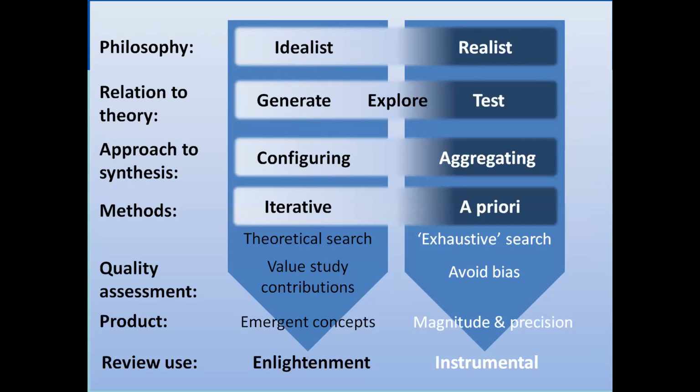When we're seeking to test theory, we are looking to aggregate or to sum up the findings of multiple studies in order to, for example, ask the question, what works on average? Whereas in qualitative evidence synthesis, the aim is to configure findings rather than to sum them up, in order to explore and understand the diversity or perhaps similarity of experiences.